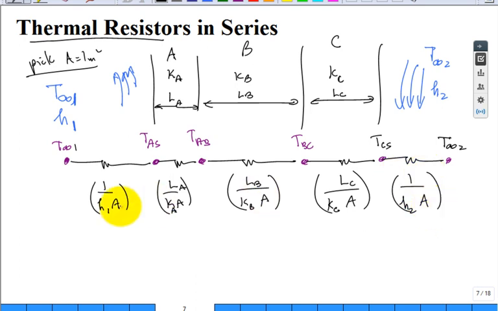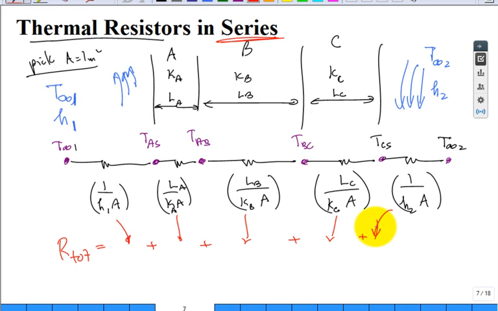And then how do you handle numerically when you have these resistors like this that are in series? You just add them up. So the total resistance is equal to that one plus that one plus that one plus that one plus that one. You just add them up. Make sense?